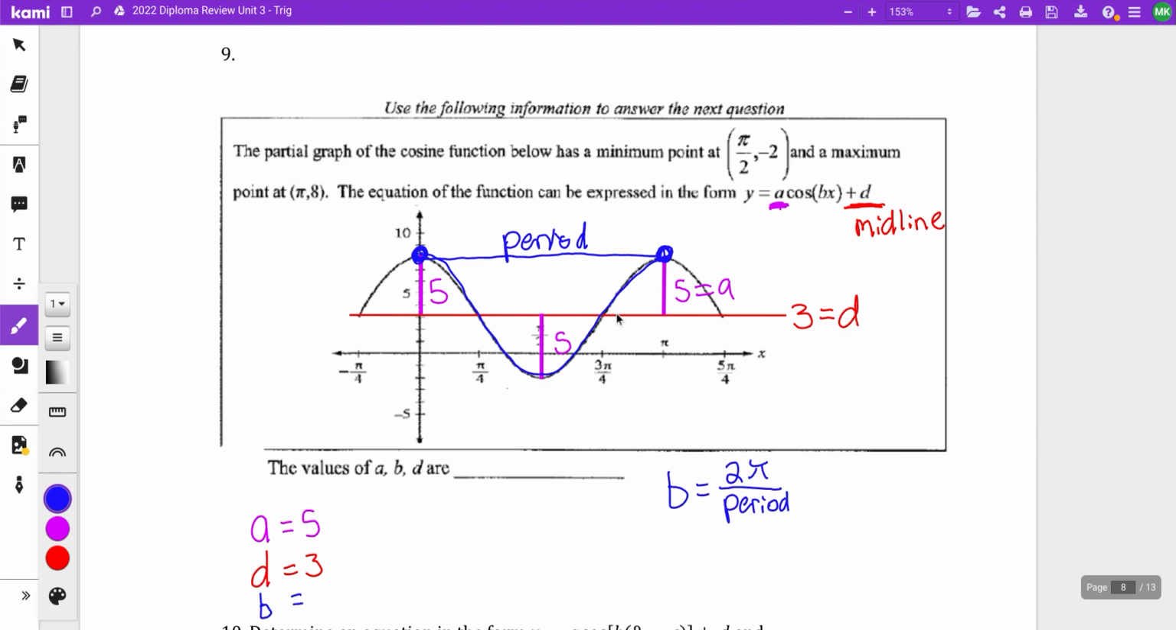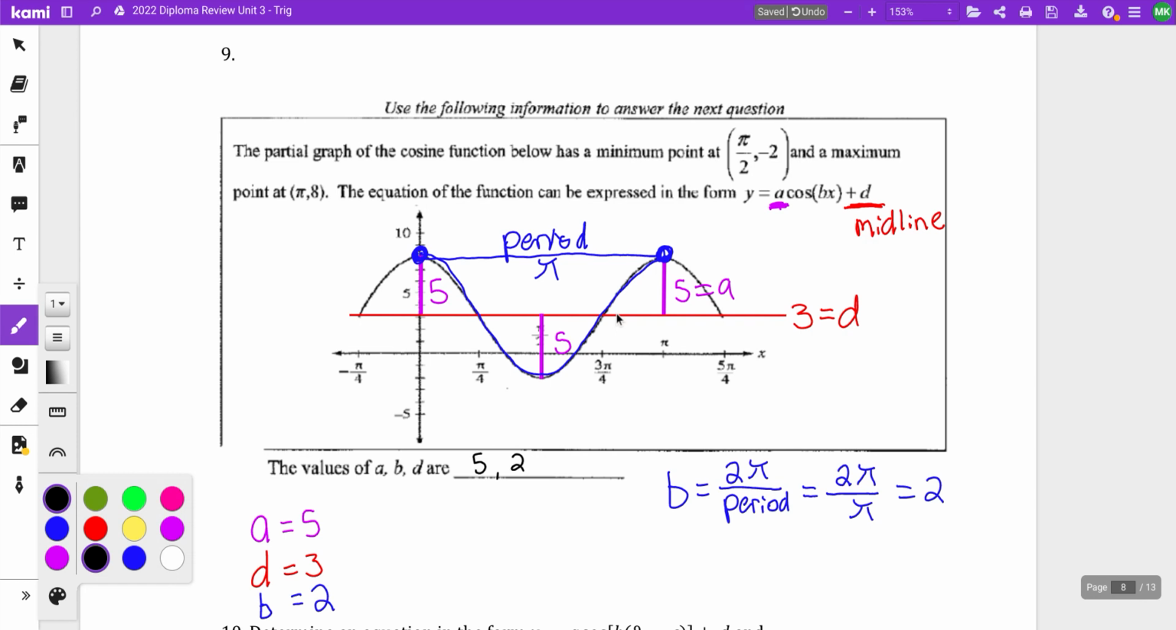The reason I like using the y-axis is because then I'm counting from 0 to something. That's easier. All right. So 0 to pi is a distance of pi. That means my period is pi, so my B value is 2 pi divided by pi. My B value is 2. Values of A, B, and D are 5, 2, and 3.